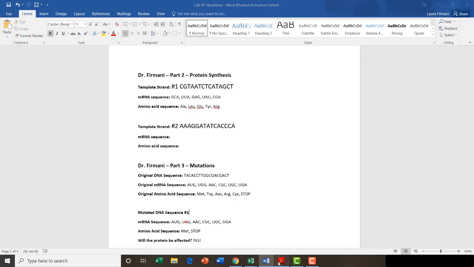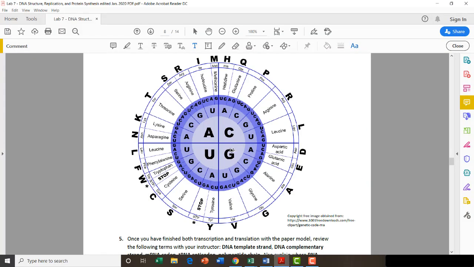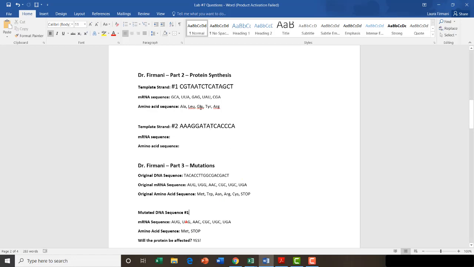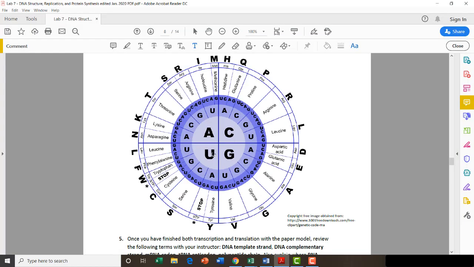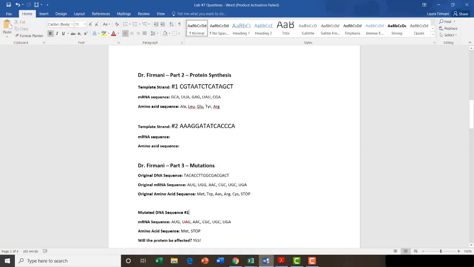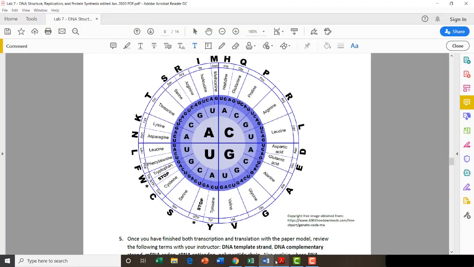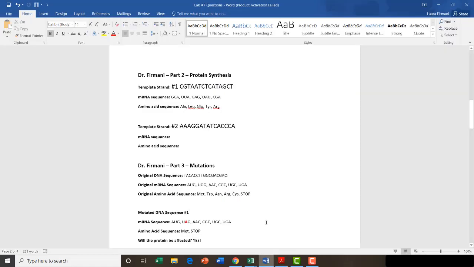My next codon is GAG. Come back to the genetic code, GAG is glutamic acid, GLU. So I write GLU for my next amino acid. Going on, UAU, let's see in our genetic code, UAU is tyrosine. So I would write tyr right here. And then last, CGA is arginine, ARG. That is my last amino acid.